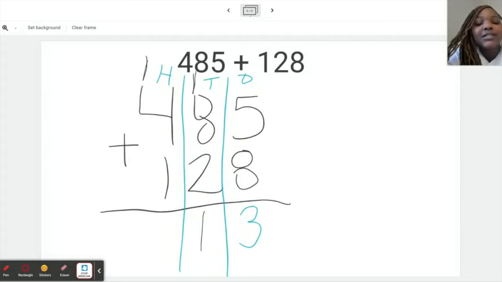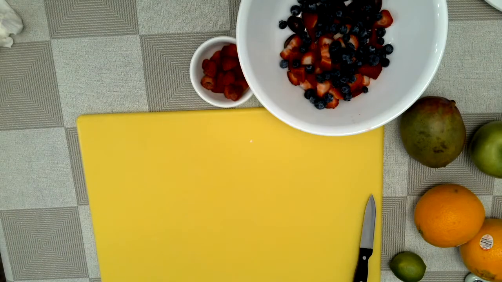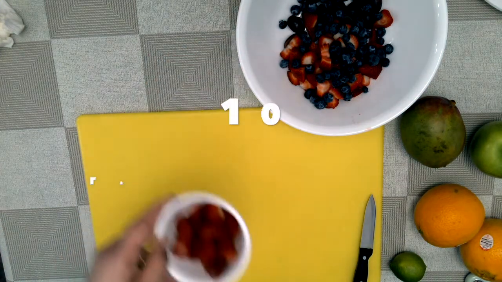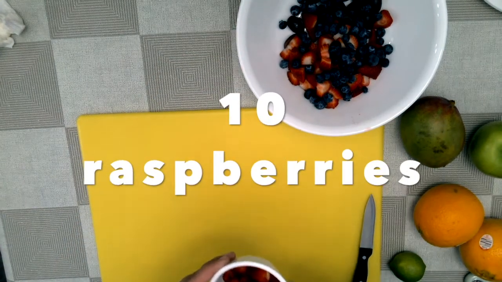So now in the hundreds, I have 1 plus 4 plus 1. What's 1 plus 4 plus 1? Take a minute. If you said 6, you're absolutely correct. The answer is 6. You've just discovered clue number 3. Let's think of that number. Think of what number was in the tens place. Once again, we're looking at that tens place. You're going to need 20 raspberries or blackberries.